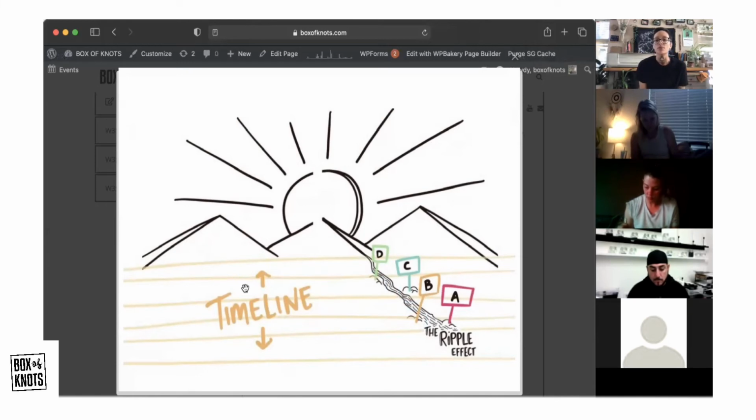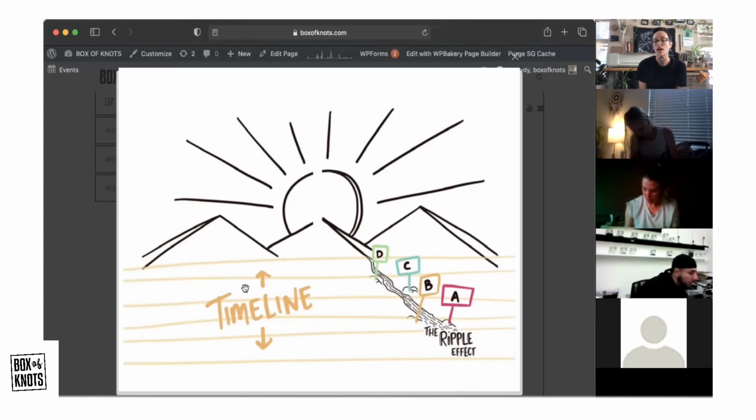Between each boulder, just for explaining purposes, we name them A, B, C, D. Each one of those you could even break down onto a whole lifebook page of its own. But this describes the timeline. The sun in the background is you, and the river is the river of your life, the creek, whatever water you want to refer to, and it's the journey all the way down.